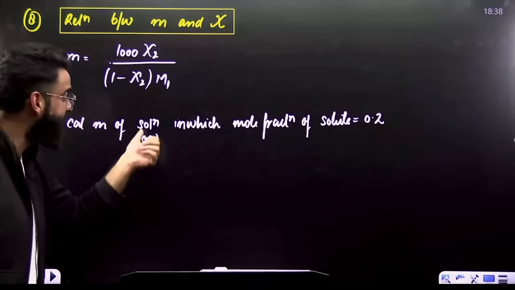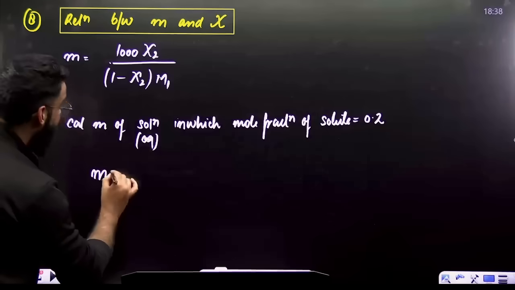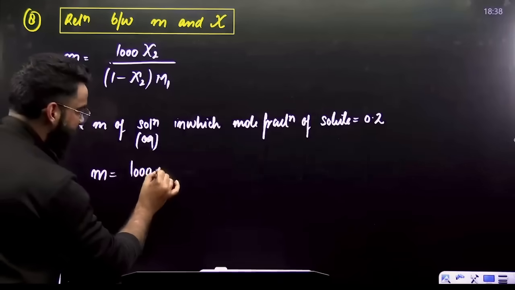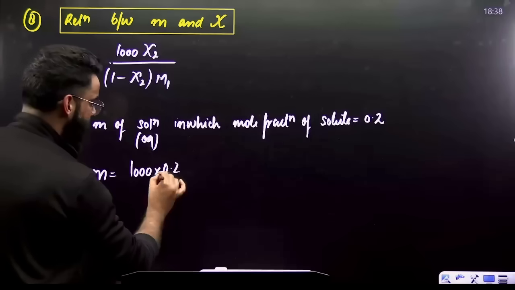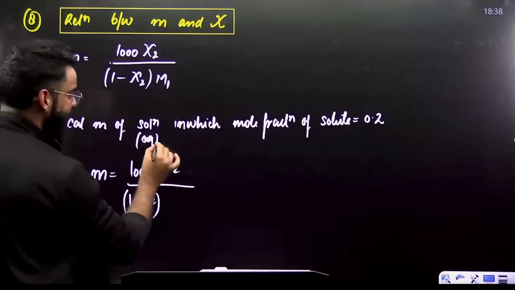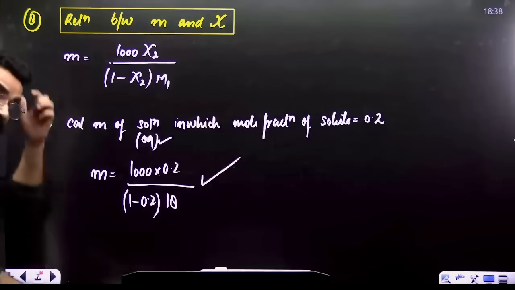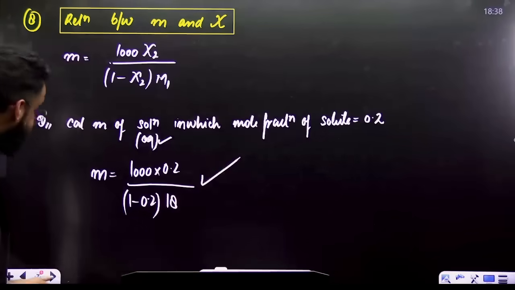Now a question can be like this. Calculate molality of the aqueous solution in which mole fraction of solute is 0.2. So what you have to do? m is equal to 1000 multiplied by mole fraction of solute, 0.2, divided by 1 minus 0.2, times molar mass of solvent. Since it's aqueous, the solvent is water, whose molar mass is 18. Just solve this, a bit of calculation, and you're done.